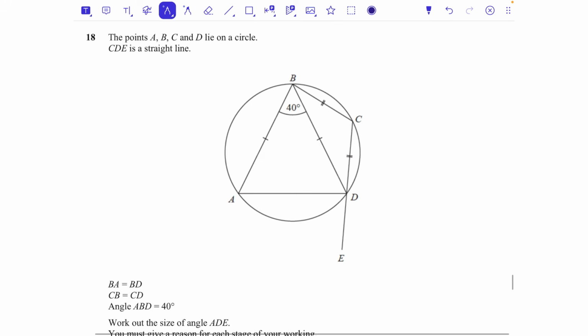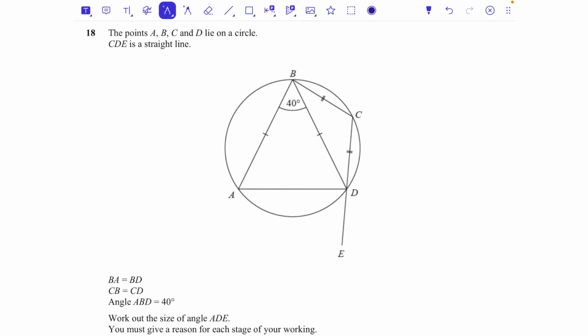Question number 18. The points A, B, C and D lie on a circle. CDE is a straight line. We've got BA is equal to BD, which we can see because it's an isosceles triangle. BD is equal to CD, so we've got another isosceles triangle on the side there. An angle ABD, which is labelled for you, is 40 degrees.